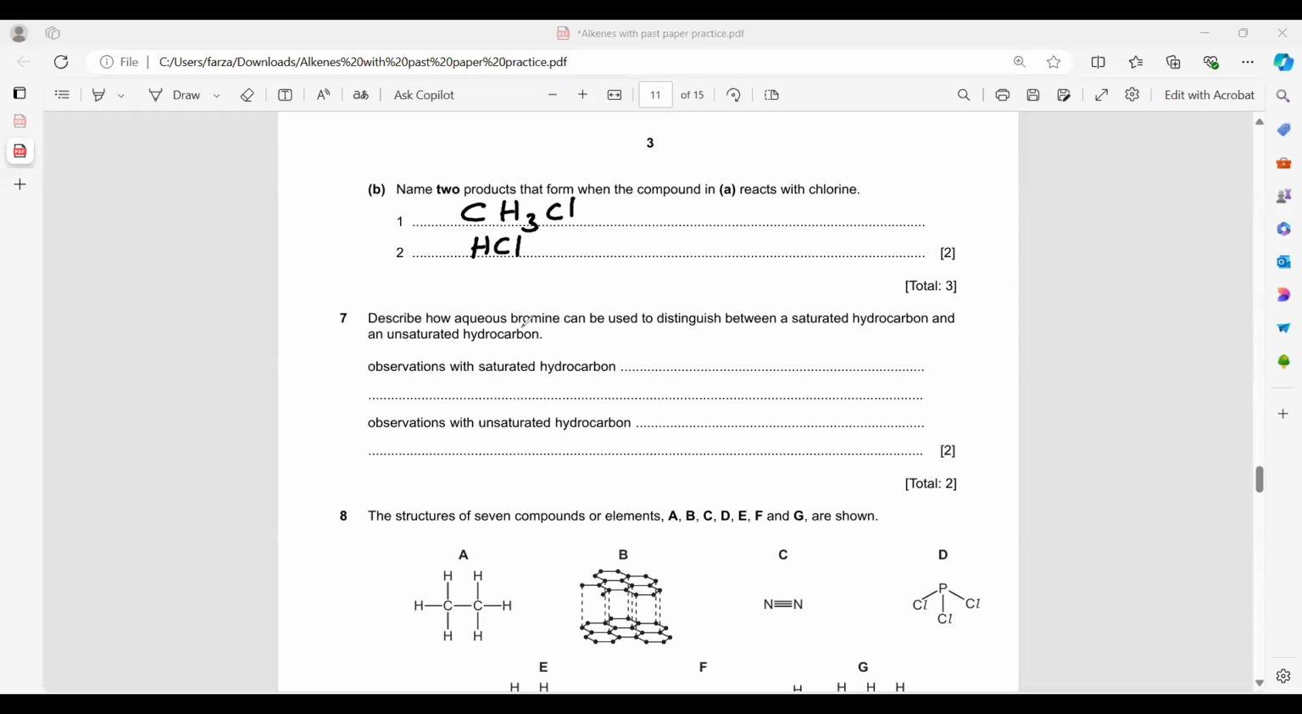So describe how aqueous bromine can be used to distinguish between a saturated hydrocarbon and an unsaturated hydrocarbon. So what are the observations with saturated hydrocarbon? With saturated hydrocarbon, there will be no change. And the bromine, remember I told you, brown bromine. So the solution will remain brown. But with unsaturated hydrocarbons, the bromine will get decolorized.